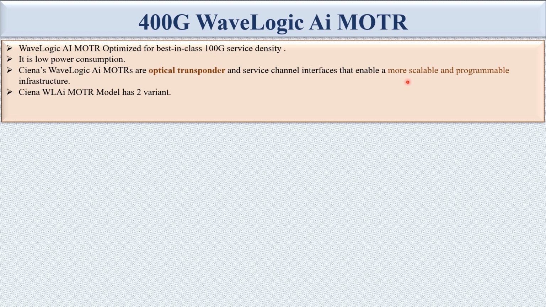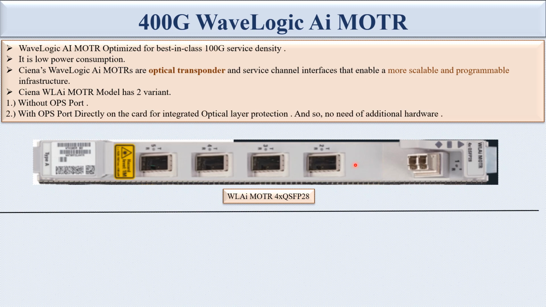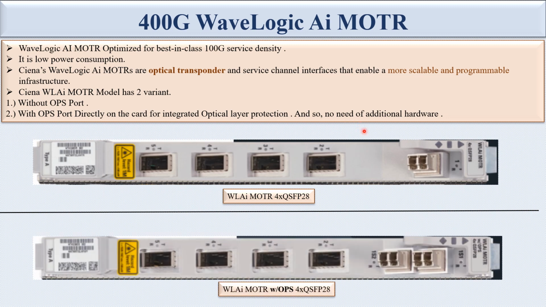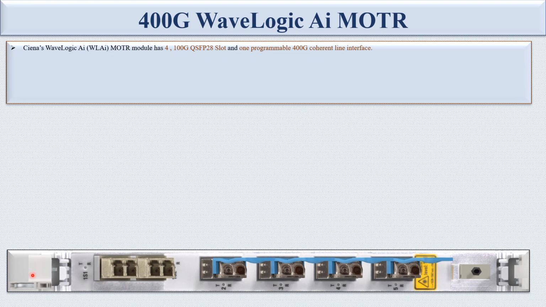The Ciena WL-AI MOTR model has two variants. First is without the OPS port. You can see in the picture there is no OPS port on this module. The second one has the OPS port directly on the card for integrated optical layer protection, so there is no need for additional hardware. You can see here there is an additional OPS, optical protection switch, present directly on the card. This is the physical view which you have already seen.